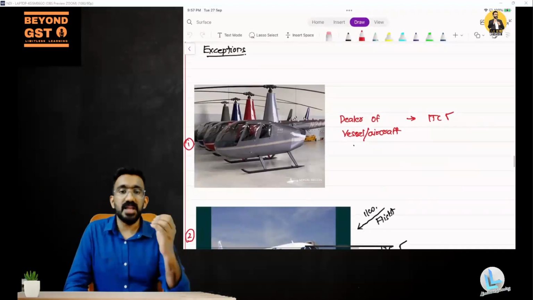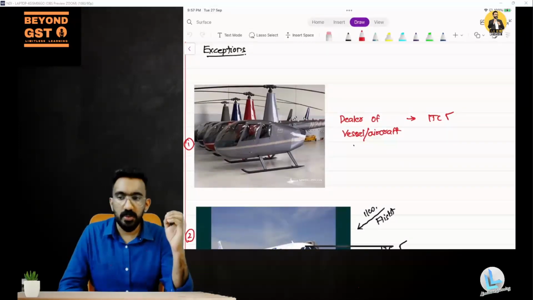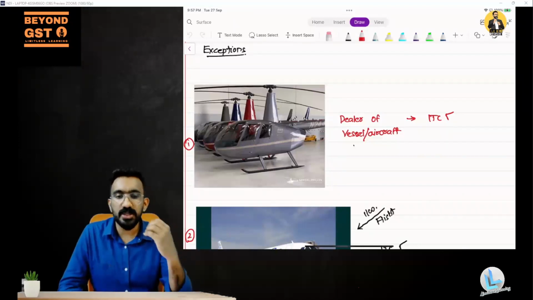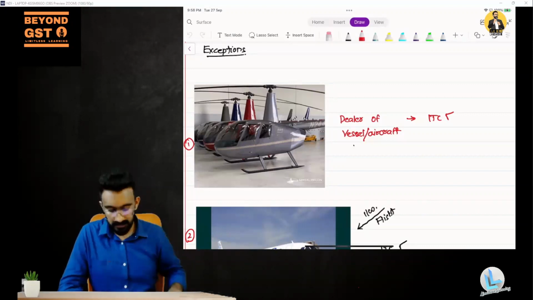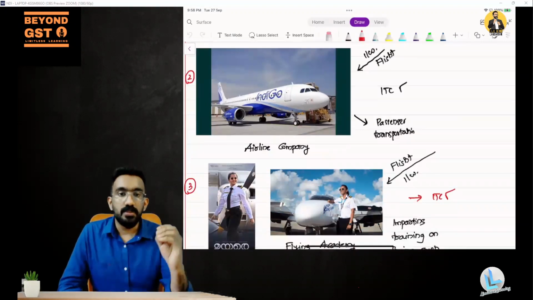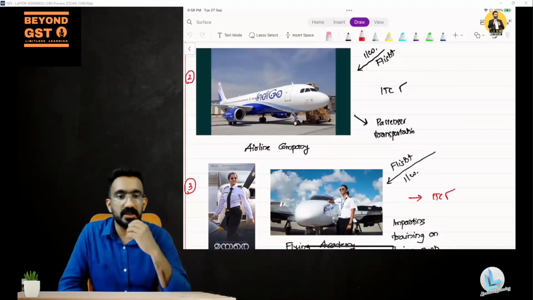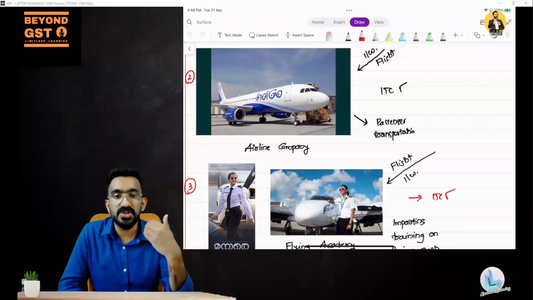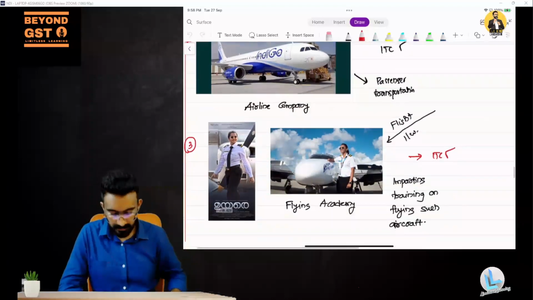First, I'm a dealer of aircraft. So what I do, I purchase helicopters to sell helicopters. Now, when I'm purchasing a helicopter, can I take credit? Yes, because it's my stock. I can take credit. Second, in IndiGo or Air India or Vistara or SpiceJet, they purchase an aircraft. Can they take the credit of that? Yes, because their outward supply is passenger transportation services, so they can take credit.